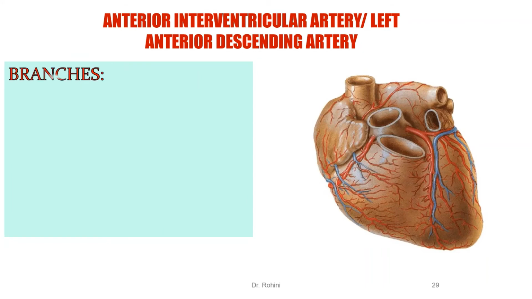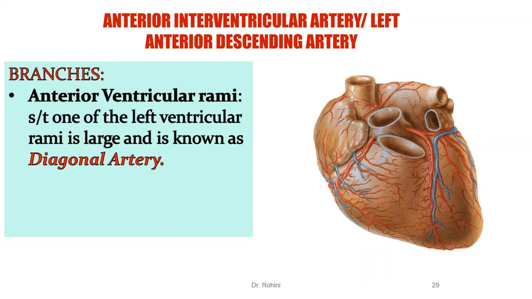Now, what are the branches of anterior interventricular artery? This artery gives ventricular rami, and because it has to supply the anterior surface, they are called anterior ventricular rami, to supply the anterior surface of left ventricle mainly and also the adjacent part of right ventricle. One of its ventricular rami, one of the branches, is larger, and then it is called diagonal artery. Okay, you can see here this one.